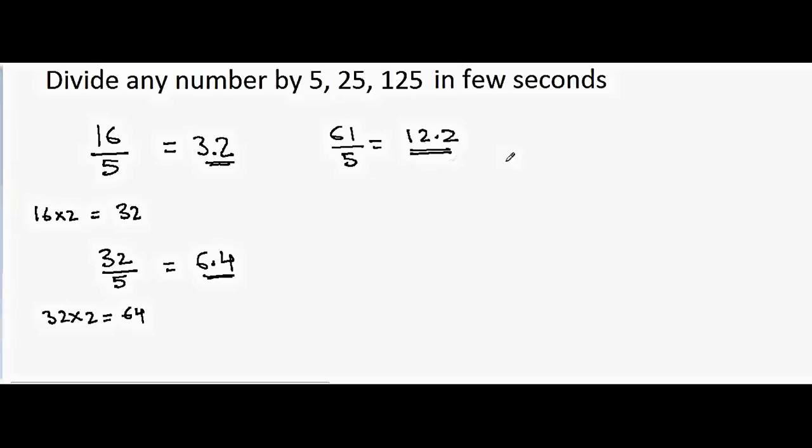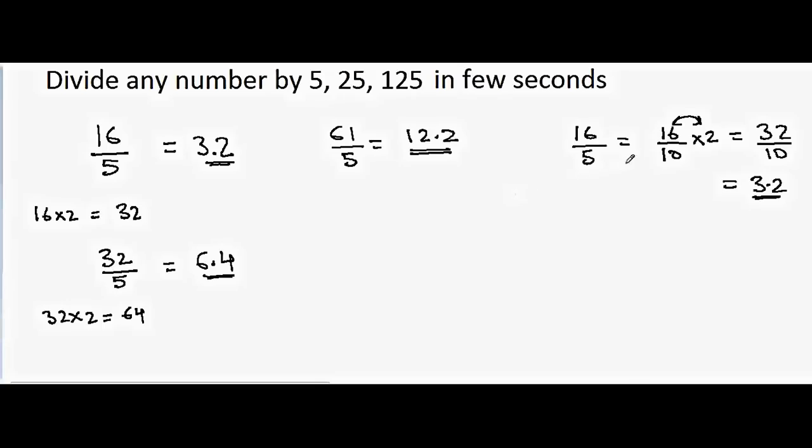How did I come up with this trick? It's not magic, it's just a simple trick. Suppose I have 16 and I want to divide by 5. That is equal to 16 divided by 10 times 2. So what I'm doing here is multiplying by 2, and then putting a decimal because I have a 10 in the denominator. So the answer is 32 divided by 10, that is equal to 3.2.